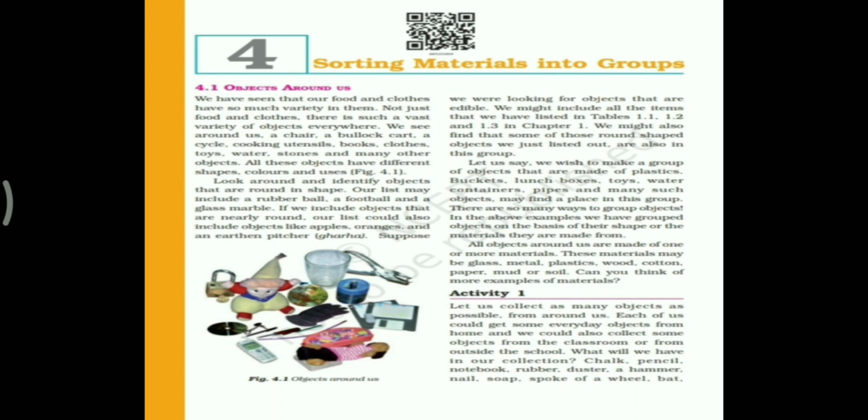Let me give you one example of a material. A table is made up of wood. So we can say that wood is a material. I think it is clear to you what is sorting and what is material. Now let us come to the first topic of this chapter, that is objects around us.